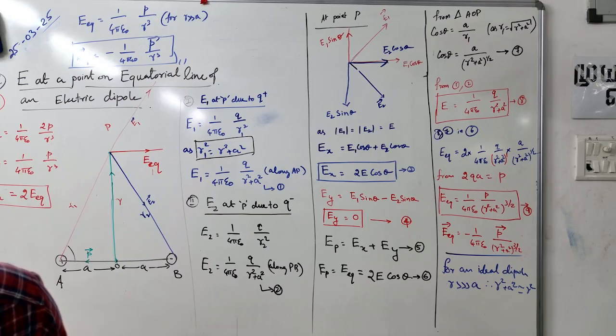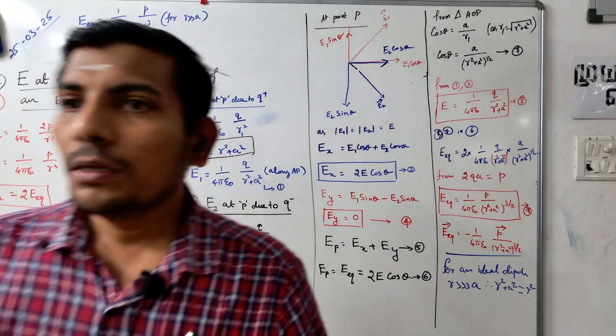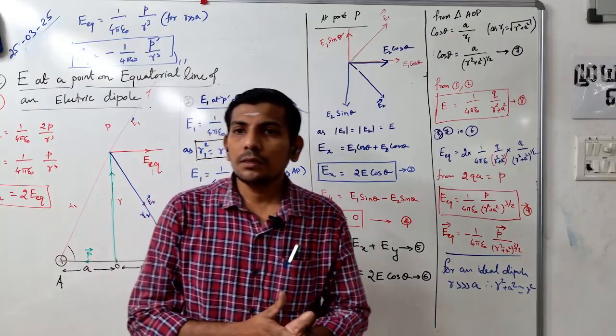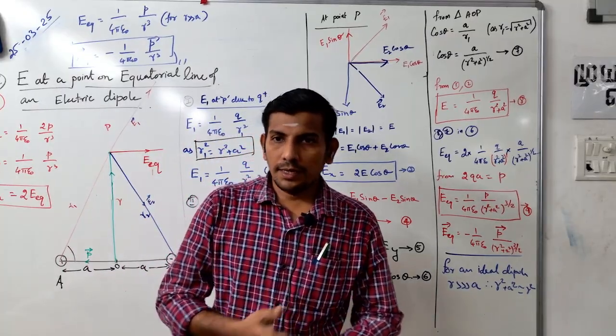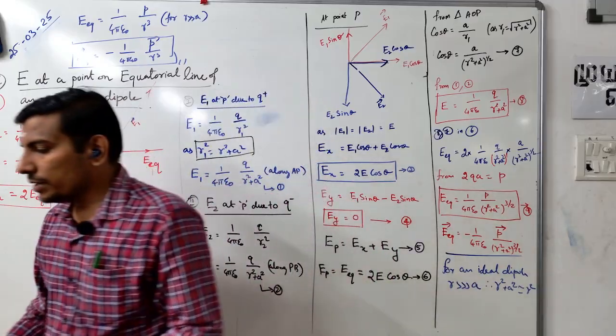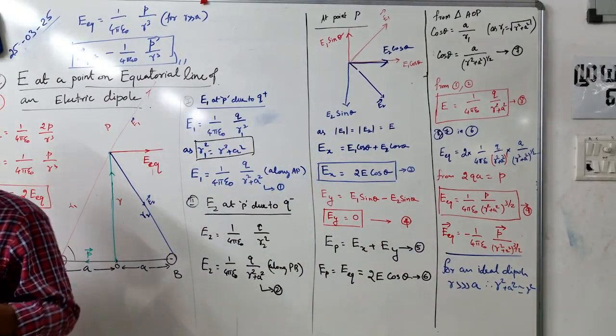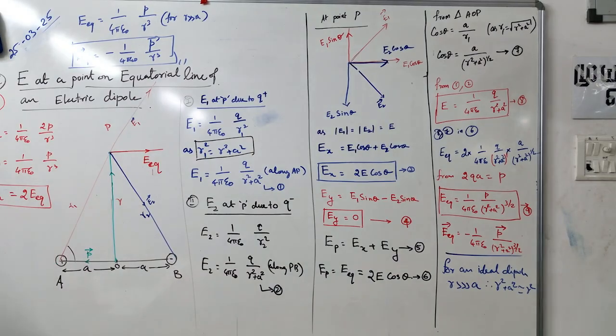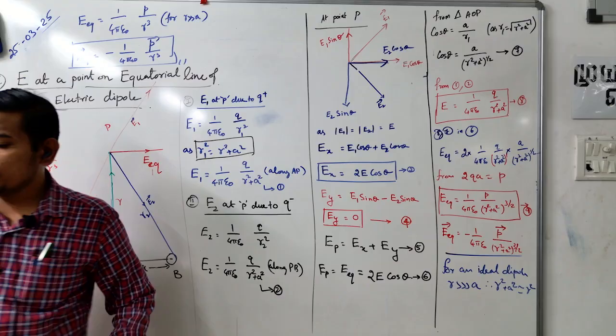So where did we stop before? Previously, we have taken electric dipole and electric field due to a dipole system. Am I right? So what is an electric dipole? It's a special category arrangement of charges.